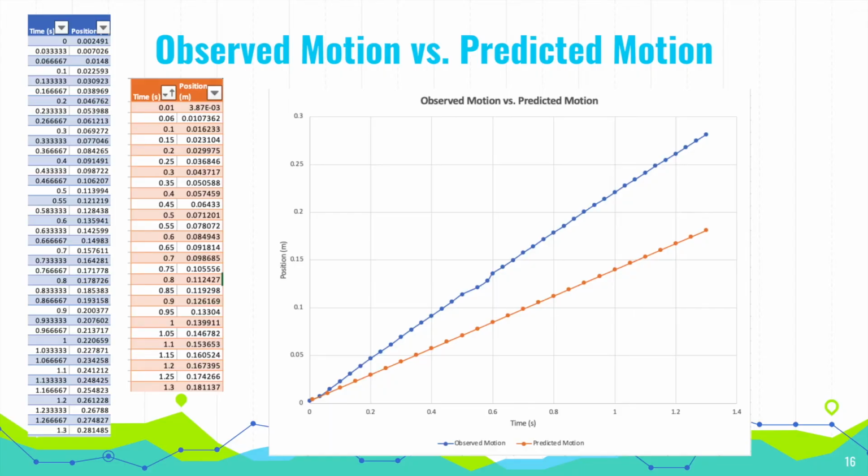Analyzing and comparing motion. Here is a graph that compares the observed motion, which we can see in blue, and the predicted motion, which we can see in orange. And we can clearly denote that the observed motion has a steeper slope than the predicted motion.